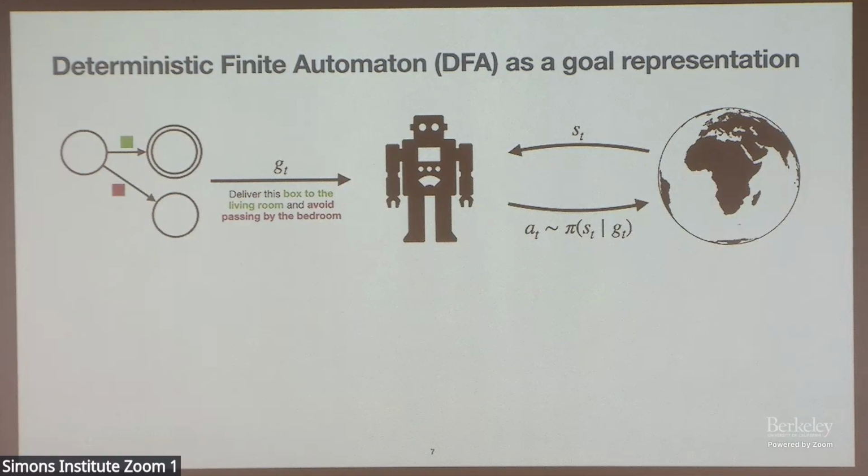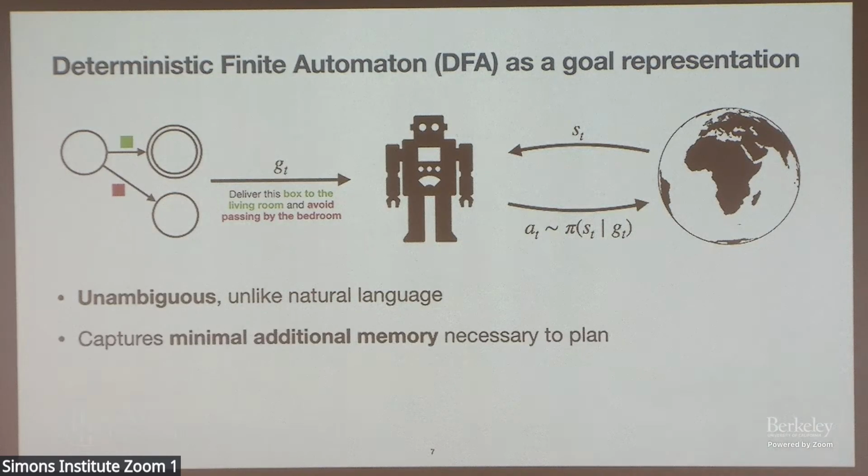So we want to use deterministic finite automata as a goal representation. And here I try to give a simple formal model for this example task. We want to do this because, as I argued before, formal models are unambiguous. Moreover, DFAs capture the minimal additional memory necessary to plan. And we'll talk about the fact that minimized DFAs are canonical task representations, and we'll use this fact too.